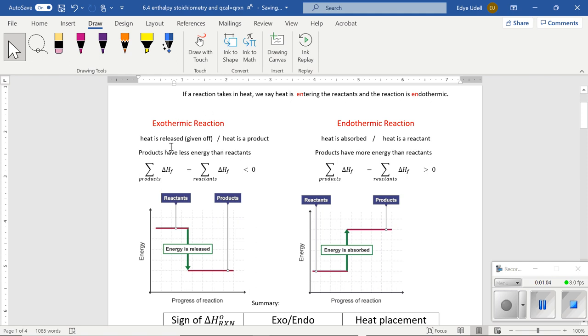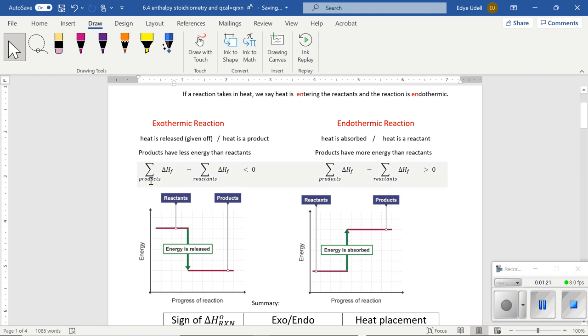Exothermic, heat is released or given off. Heat is a product. Endothermic, heat is absorbed. Heat is entering. Heat is a reactant. In an exothermic reaction, the products have less energy than the reactants.